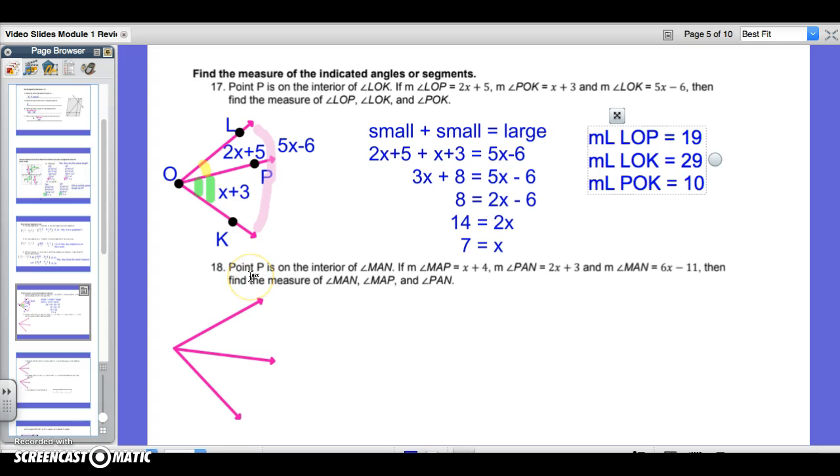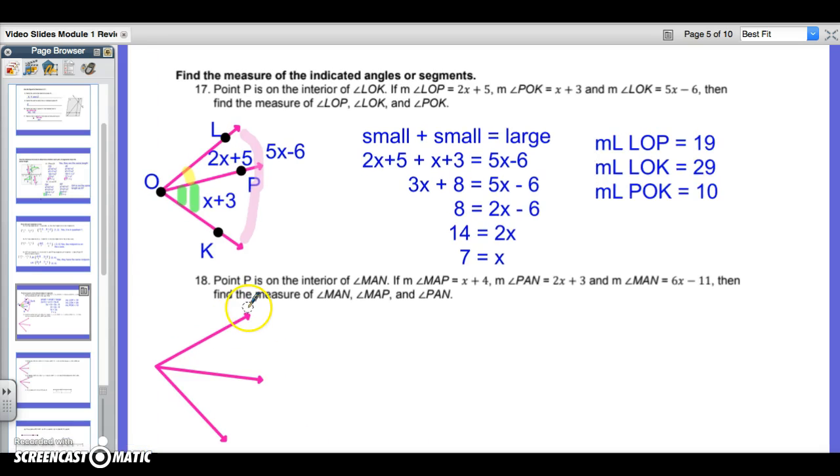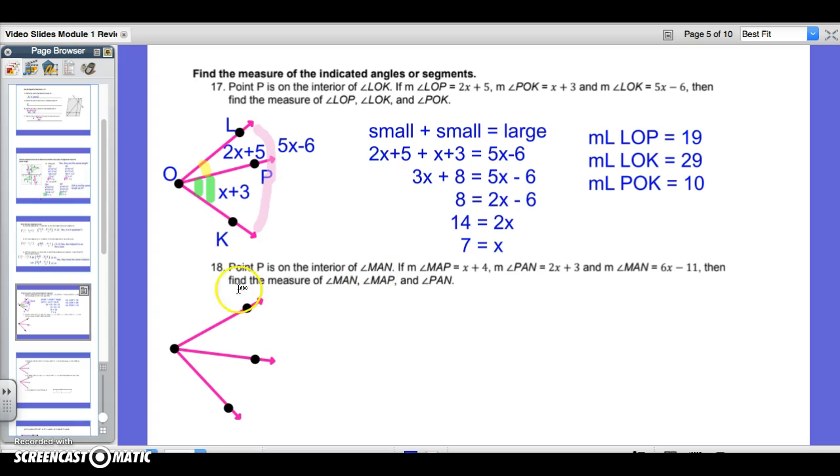on question 18, it's very similar to this one. It says point P is on the interior of angle MAN. So I'm going to add the points first. There's the vertex, there's another point, and then we have another dot there. And let me actually label where these are at. So P is on the interior of MAN. So I'm going to put M up here, A is over here, and N over there, and then P is in the middle of that, the interior side of it. So here's my diagram. Now let's keep reading.